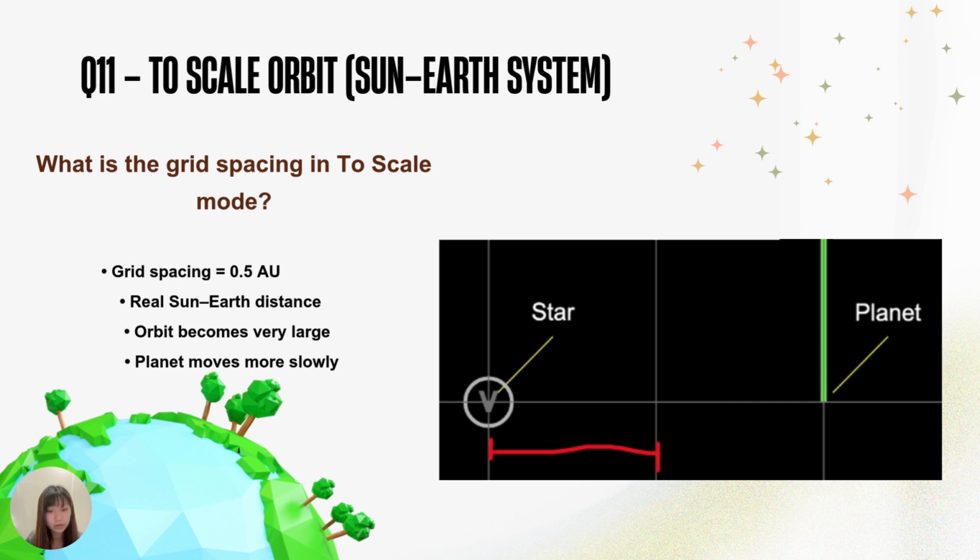And for question 11, when the grid is turned on, the grid squares represent half an astronomical unit. At a realistic scale, the Earth's orbit becomes extremely large compared with the Sun. The planet also moves much more slowly because the orbit's radius is shown at its real value, about 41 astronomical units. And this helps us understand why planets with larger orbits take much longer to complete one revolution.